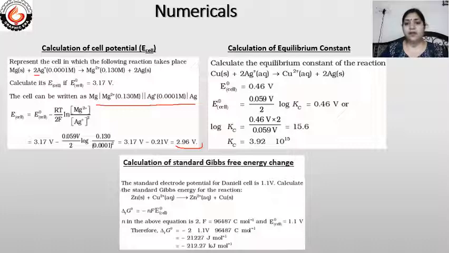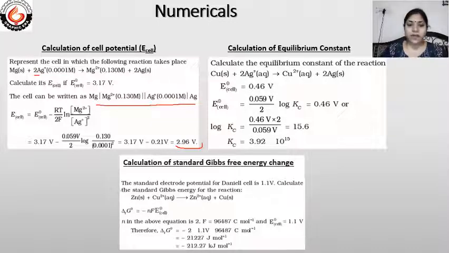Cu and Ag act as electrodes. Then E naught cell we can calculate by taking the values of copper and silver, and then putting the values into the formula. By this way we can calculate that Kc will become 3.92 into 10 to the power 15.